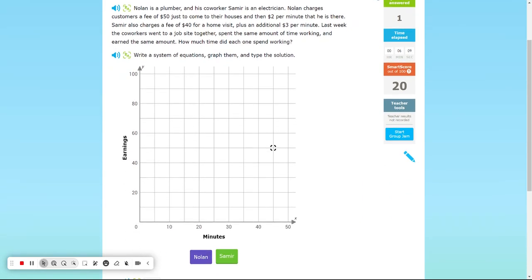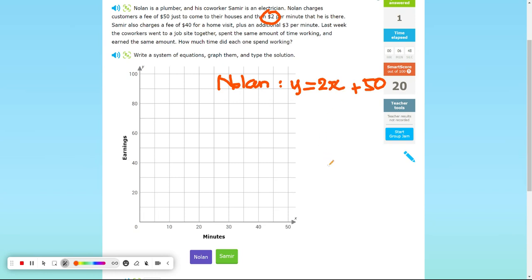All right, next problem. Noah is a plumber and his co-worker Samir is an electrician. Nolan charges customers a fee of $50 just to come. So $50 is a set fee. Let's set it up right now. So for Nolan, y equals, $50 is set so I put it in the back, and then $2 per minute, so 2x. You see that? $2 per minute.